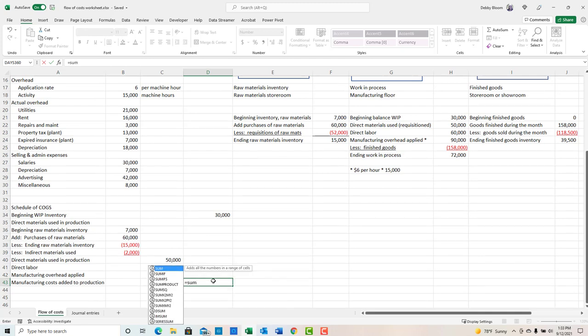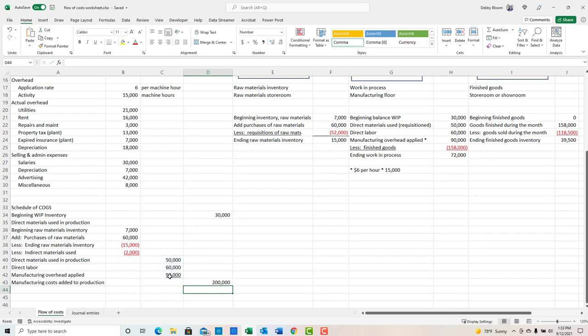Which is just the sum total of the direct materials, the direct labor, and the manufacturing overhead applied. So we have $200,000 of manufacturing overhead costs added to production. What we're going to do is subtract out our ending work in process inventory that we just calculated as $72,000.